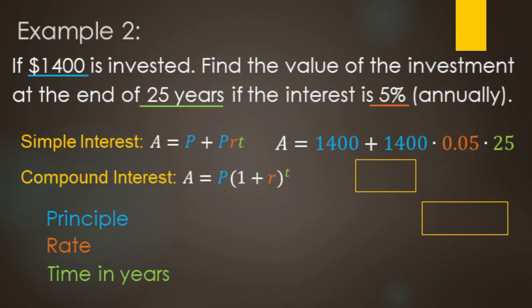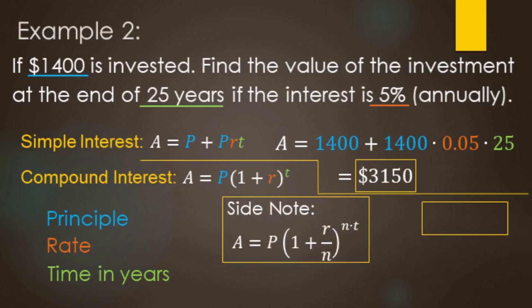Now you just go to the calculator, 1,400 plus 1,400 times 0.05 times 25, and that's going to equal $3,150. Okay, so just as a point of reference with this, you started with 1,400. Now, if you were to double your money, you'd end up with 2,800. So this is 3,150. So that's more than double. So not bad, right? So now let's look at compound interest.